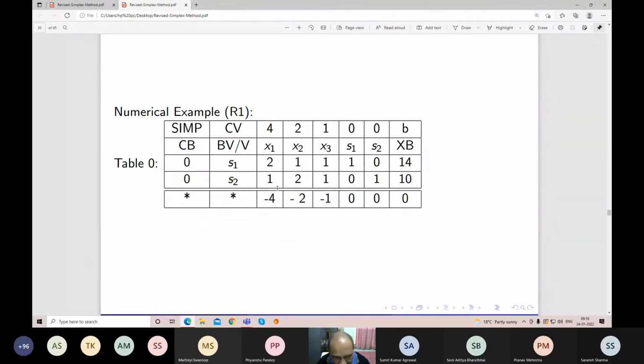Once x1 is the entering variable, we say x1 is the entering column. With respect to x1, there is P1, the column elements 2, 1. This is the entering vector.